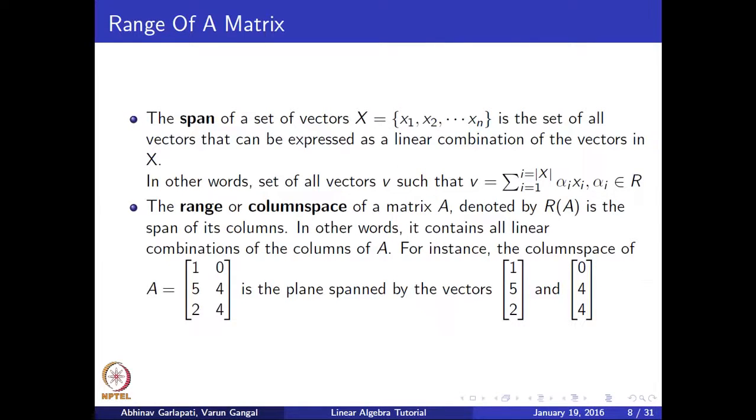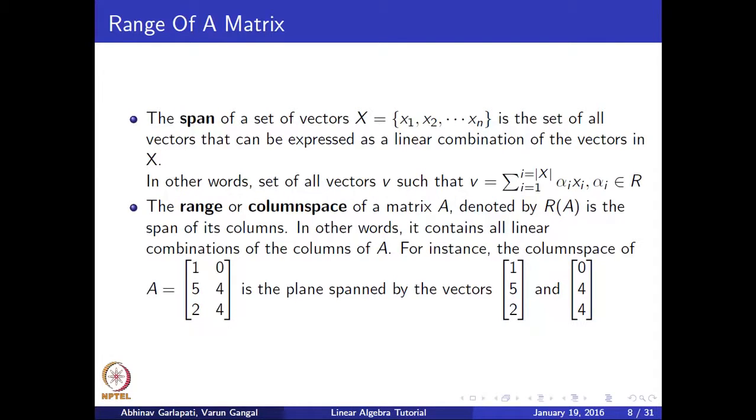The span of a set of vectors is the set of all vectors which can be composed using these vectors by using the operations of vector addition and scalar multiplication. The name span comes from the fact that this set of vectors spans a potentially larger set of vectors, which is then called a span. To define this more formally, it is the set of all vectors v such that v equals the sum over i equals 1 to |X| of alpha_i x_i, where alpha_i is a real number.